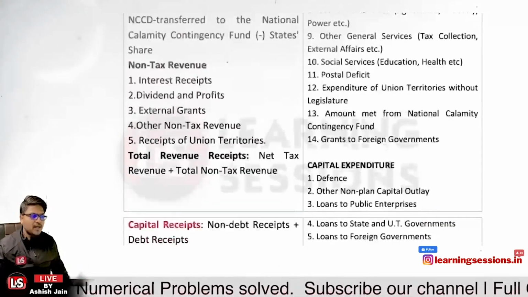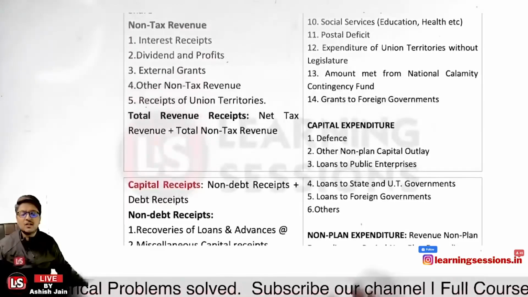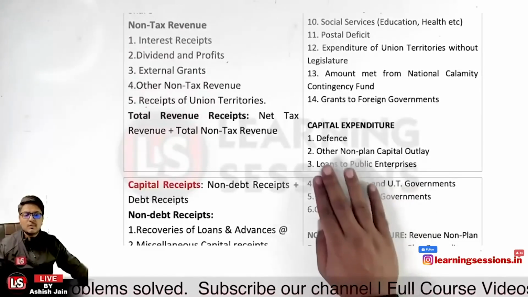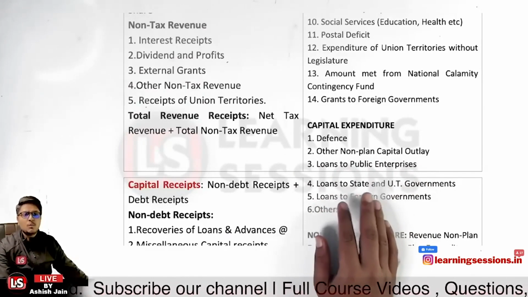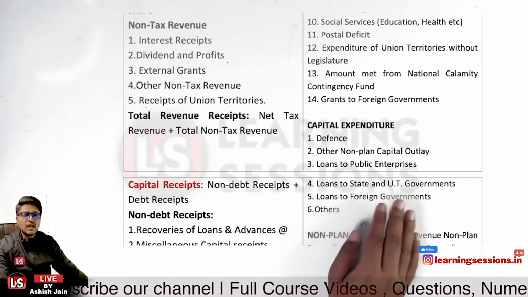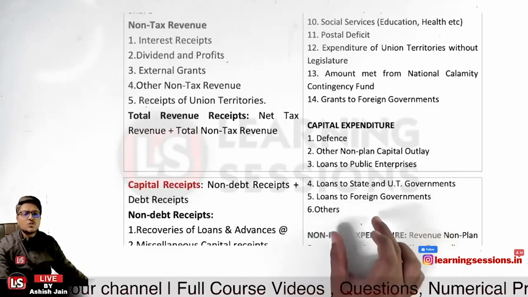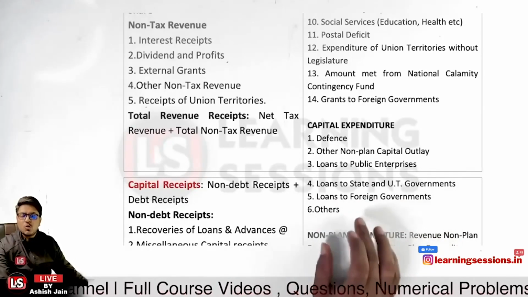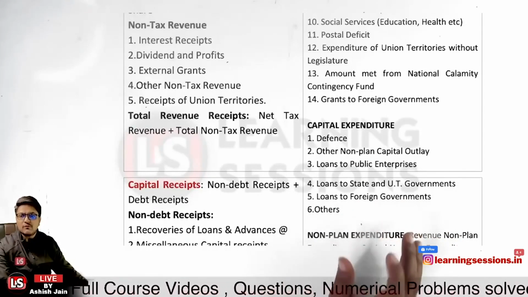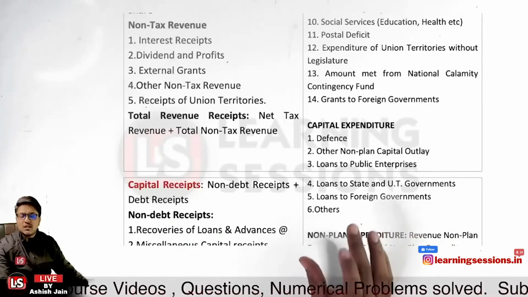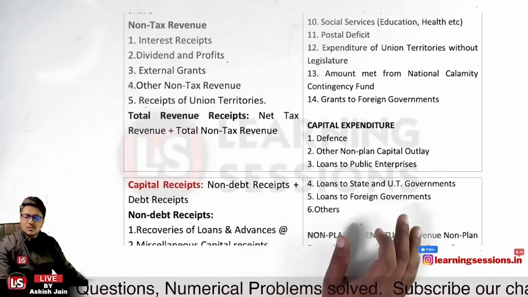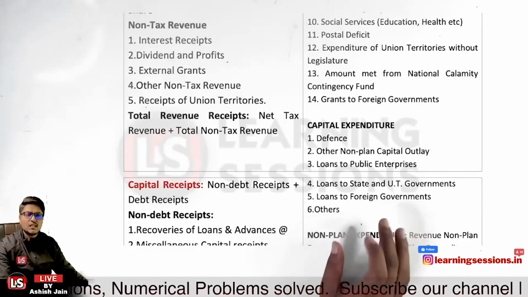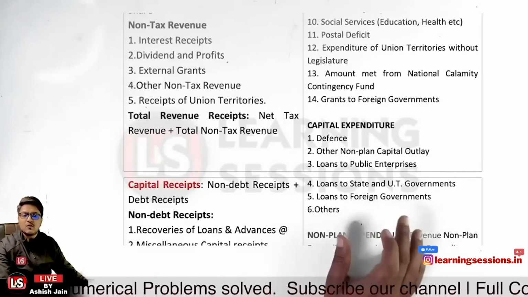Okay, now let's have a look at the capital expenditure under the non-planned expenditure. So it may be related to defense or other non-planned capital outlay, loans to public enterprises, loans to state and UT governments, loans to foreign governments. Those are all related to capital expenditure, where we have invested the amount for the long term, or we have lent the amount for the long term.